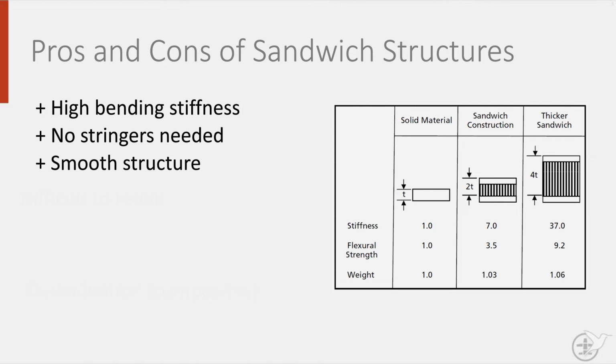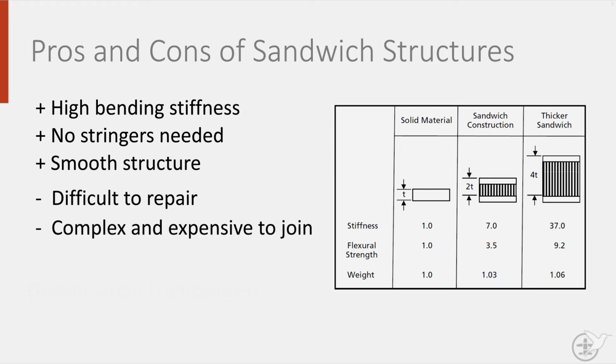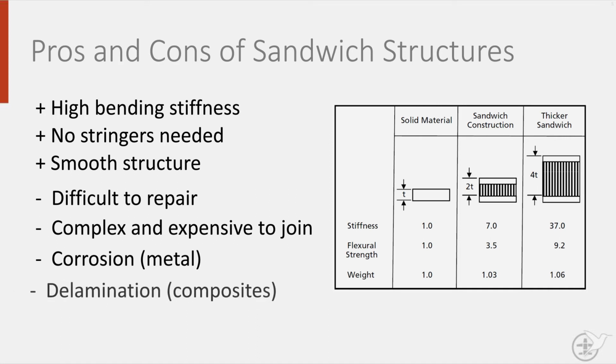From the table you can see that a sandwich structure can be much more stiff and have greater flexural strength than a sheet of solid material of the same thickness, with a weight increase of only a few percent. The downsides are that the structures are difficult to repair. Also, joining them to other structural elements is not easy, because many traditional bonding methods, such as riveting and bolts, are not possible. They also suffer from corrosion in metal-based sandwich structures and delamination in composites. They tend to absorb moisture, which does affect their durability.